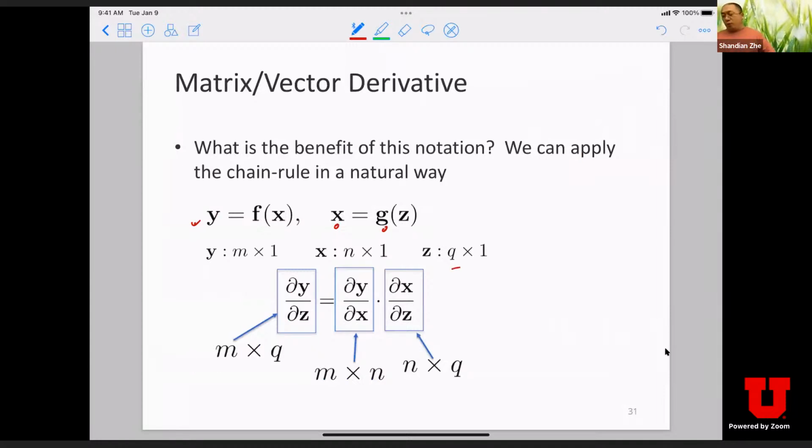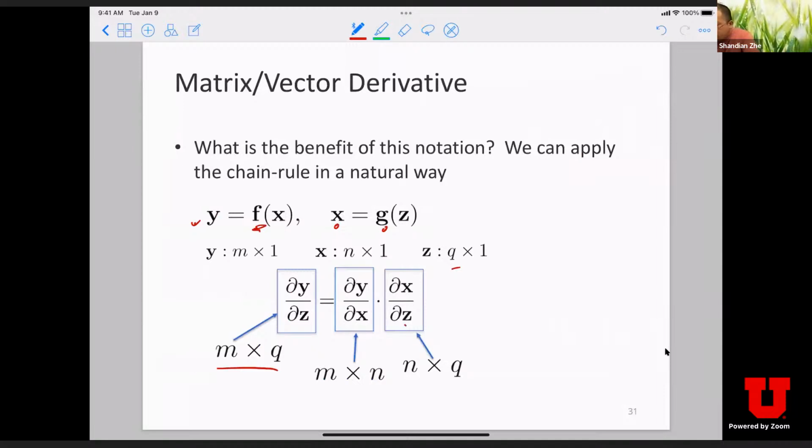Now if I want to compute partial y over partial z, according to our definition, it should give you an m by q matrix, because y has dimension m and z has dimension q. And how do we compute that? We can apply the chain rule. We first compute partial y over partial x, which is the gradient of f, and then multiply by partial x over partial z, which is the gradient of g.